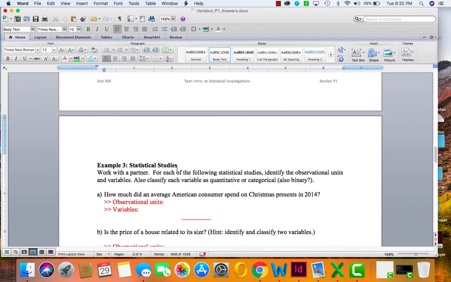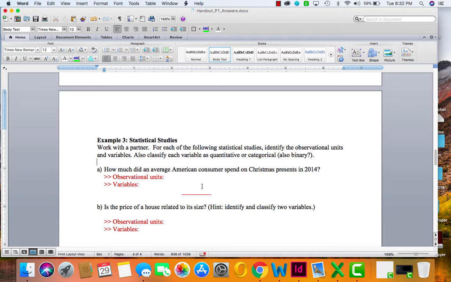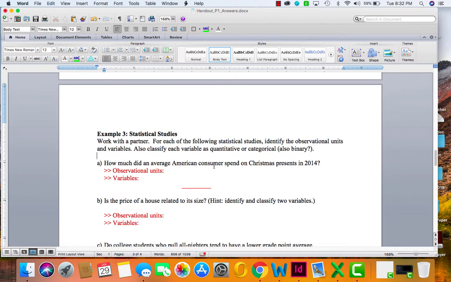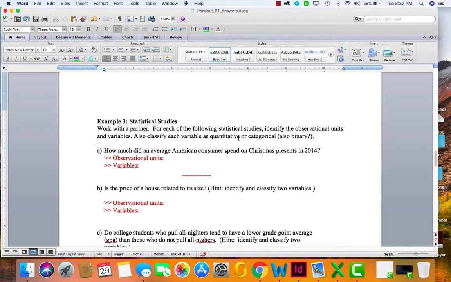These were the ones to do on your own. So example 3, for each of the following statistical studies, identify the observational units and variables and classify each variable as quantitative or categorical, and whether, if it is categorical, is it binary or not. Recall, binary means you only have two values. So part A, how much did an average American consumer spend on Christmas presents in 2014? So you got to think about what are the observational units and then what are the variables.